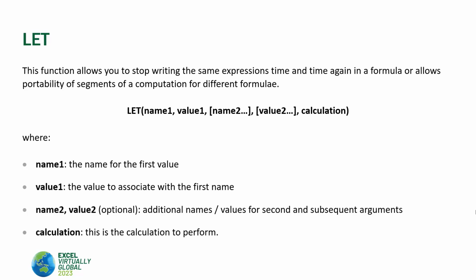So the syntax is: name1 is the name for the first value, value1 is the value to associate with the first name, and then name2 and value2 are the additional names or values for the second and subsequent names and values. And calculation at the end is the calculation to perform. It's got to be the final argument, and it can refer to any of the defined names in the let function. Now, the main benefits of using let are readability and performance.